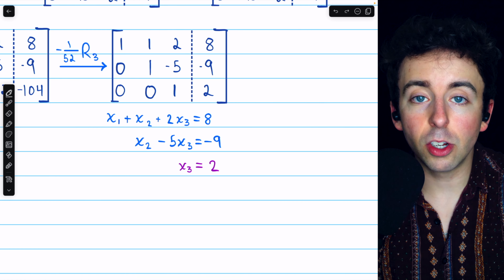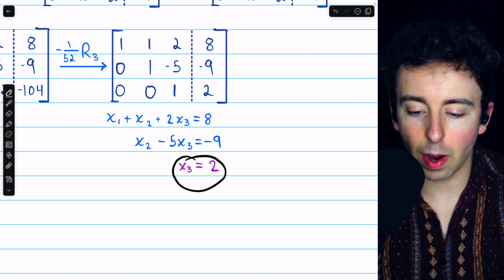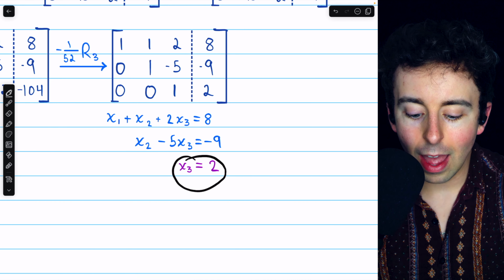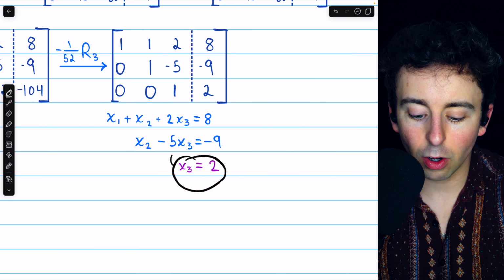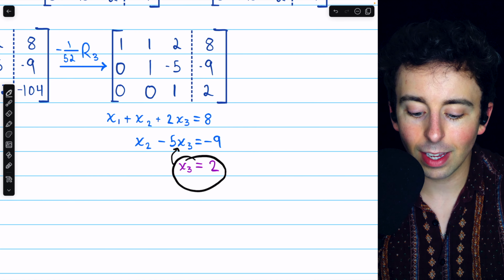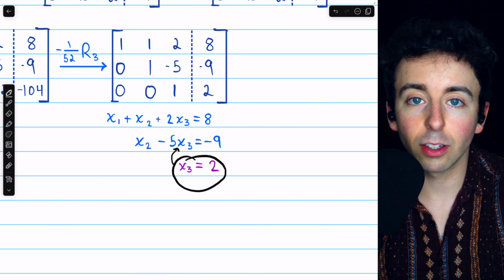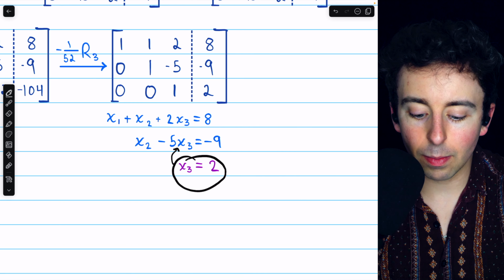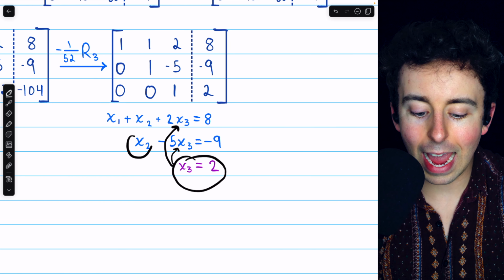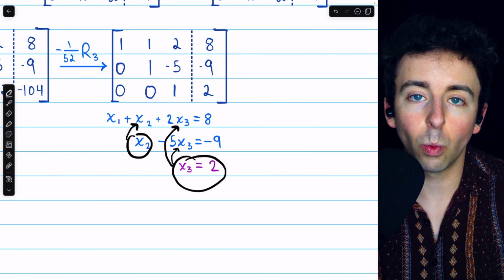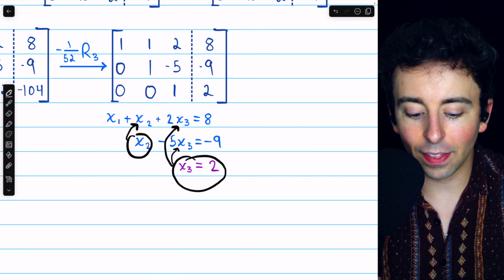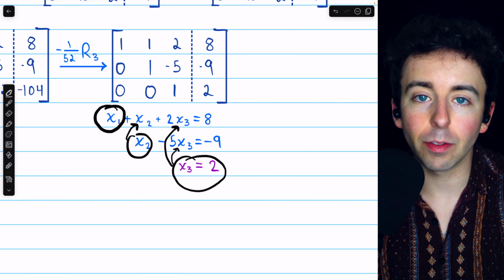Now, the back substitution process is to take this variable, whose value we know, and plug it into the previous equation. So we're going backwards. And then that equation will tell us what x2 is, so then we can plug our value for x3 and x2 into equation 1, that first equation, and thus solve for that final remaining variable.